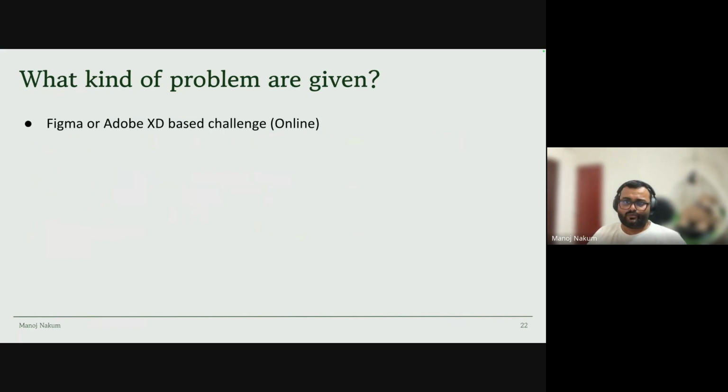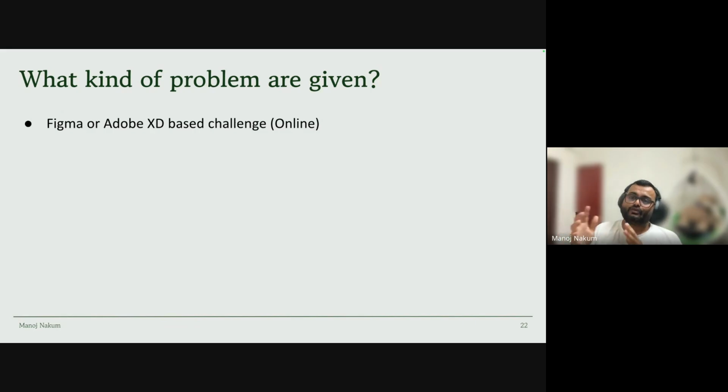Now, what kind of problem would be given? They will ask you to create a screen on Figma, Adobe XD, or Sketch, right? If it is online, they will also ask you to share your screen. As you are doing the work, they will know where you struggle. Are you naming your frames, and what kind of file hygiene are you maintaining?